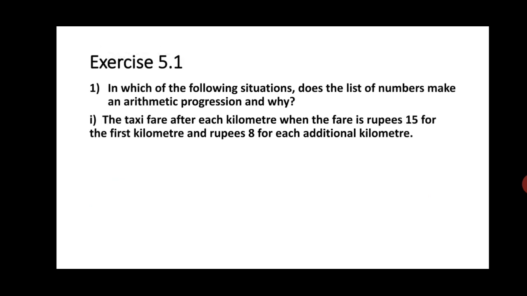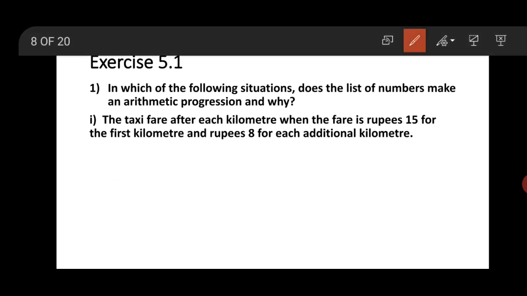Yes. Next, exercise 5.1. Here, in which of the following situations does the list of numbers make an arithmetic progression, and why? Give reason. Question number 1. The taxi fare after each kilometer, when the fare is rupees 15 for the first kilometer and rupees 8 for each additional kilometer. Read the question properly and try to solve it.